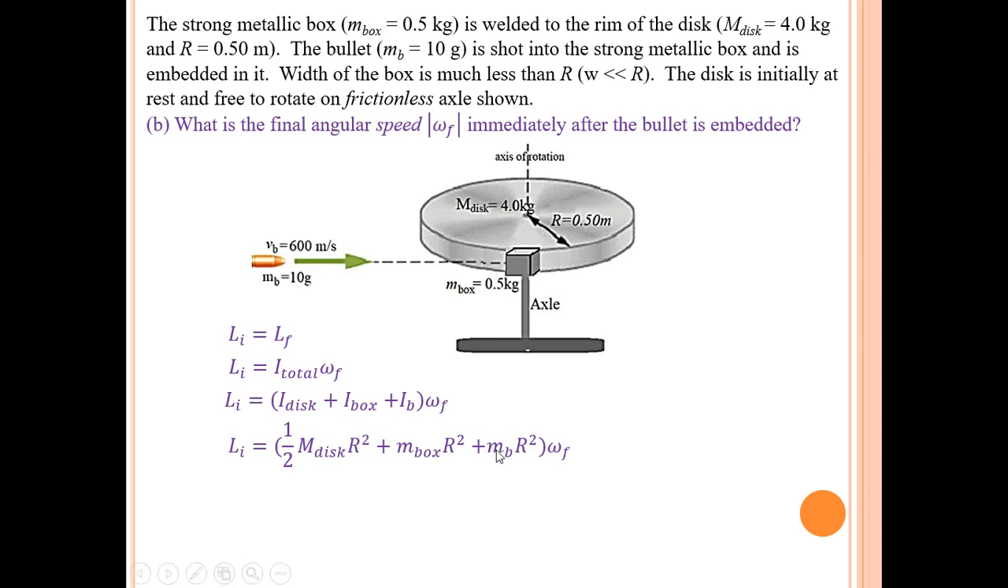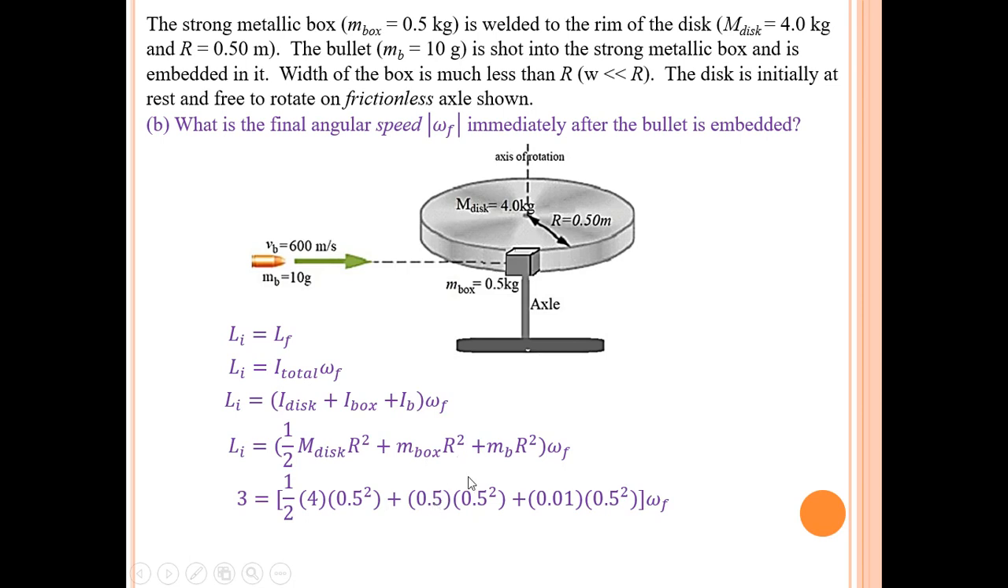And then the mass of the bullet as well, which is inside the box. So really here we have 2 terms that are pretty similar. All right, we can go ahead and plug in all the values. Mass of the disk is 4. I left the units out just to keep it clean. And then the radius of this is 0.5. We'll square that. The mass of the box is 0.5, given in the schematic.